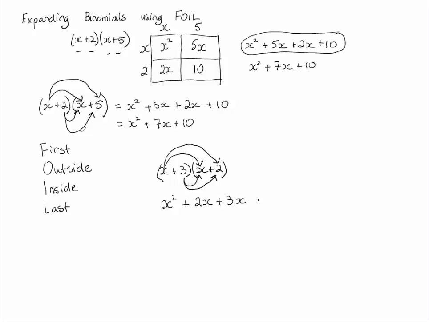Now all we need to do is collect our like terms, and so we have x squared plus 2x plus 3x is 5x plus 6. So first two terms in the sets of brackets, outside two terms in the set of brackets, inside two terms in the set of brackets, last two terms in the set of brackets. Let's have a look at some more examples. And each time we do an example, we'll get slightly more complex.